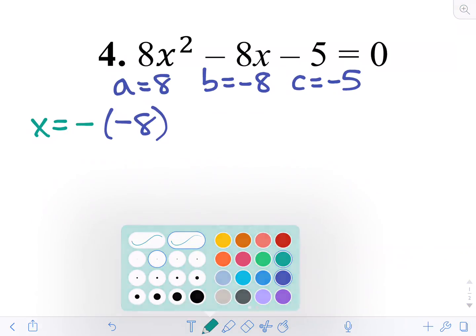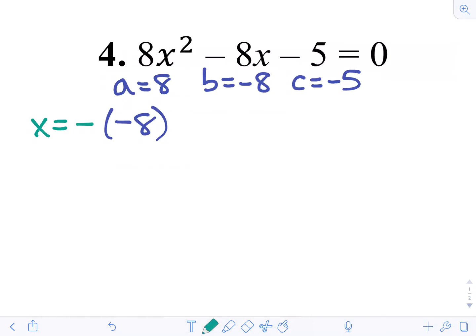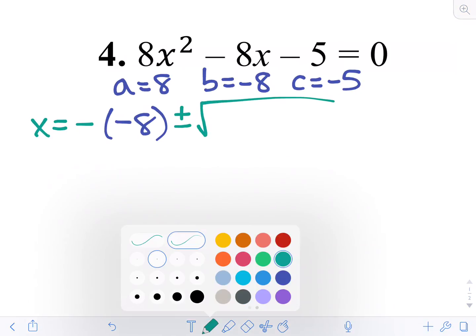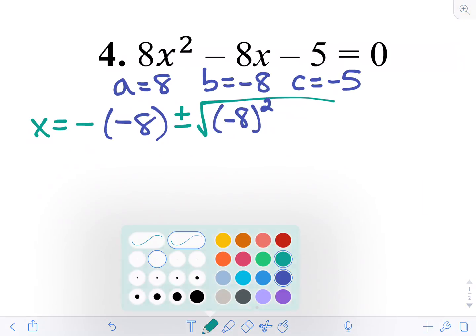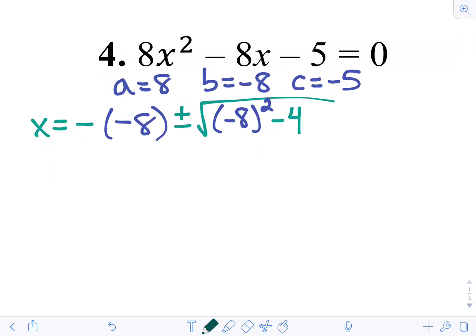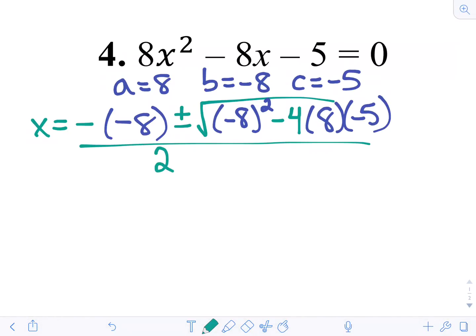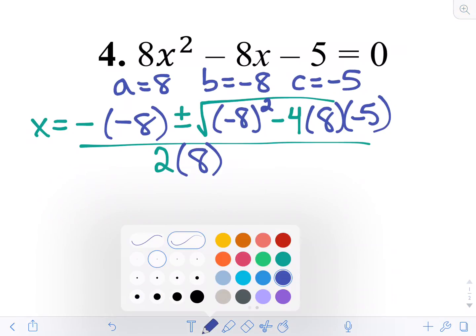Be careful, because a lot of kids mess up with the negative b, so that's why I always put my b in parentheses. Plus or minus the square root of b squared, so negative 8 squared, minus 4ac, so minus 4, and then a is 8, c is negative 5, all over 2a, so 2 times a, which is 8, and we're going to go ahead and simplify.